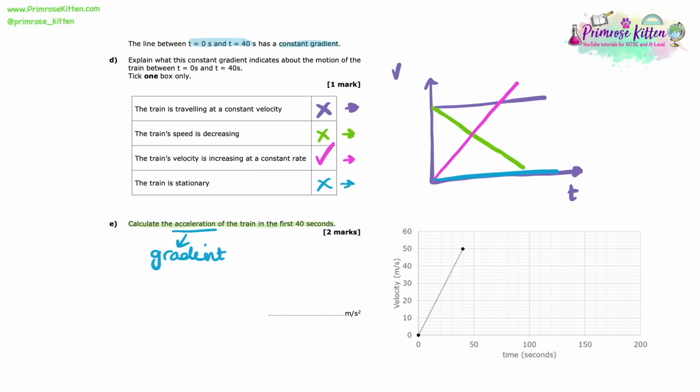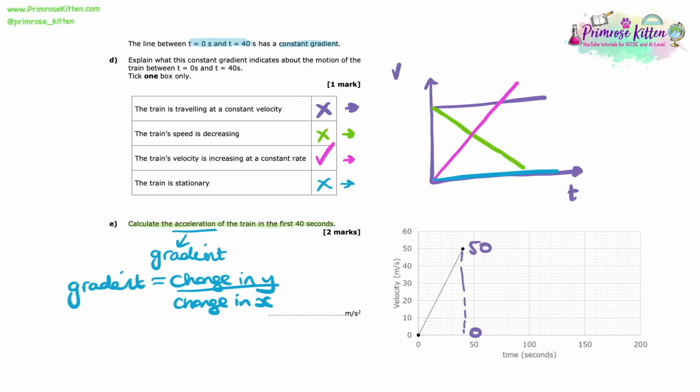So before we do anything, let us just remind ourselves of the equation for the gradient. This comes up in all your sciences and maths. We need to know that gradient is equal to the change in y over the change in x. Or we might have learnt it as the rise over run. Here I'm going to change this into a little triangle. Okay, so we've got 50 and 0. I can see that the change in y will be 50 minus 0. Then on the x-axis, the change is 40 minus 0. Putting that into the calculator, I get a gradient and therefore an acceleration of 1.25 metres per second squared.